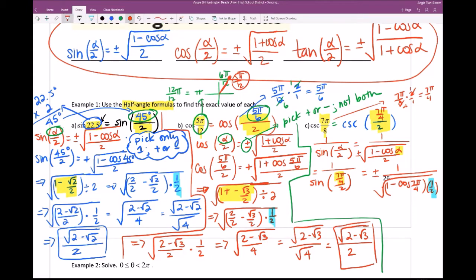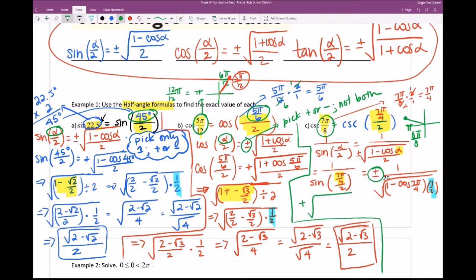Okay, so now you have to pick, okay? I want you to decide, are you going to pick positive or are you going to pick negative? So here we go. Pick positive or negative. Then go back to the original angle, 7 pi over 8. That is in quadrant 2, because pi with denominator of 8 is 8 over 8, so 7 pi is over here. Sine in quad 2 is positive. That means cosecant will also be positive. So you're going to pick positive.